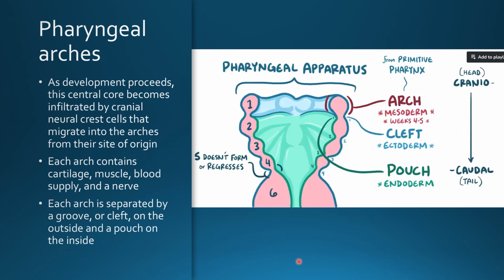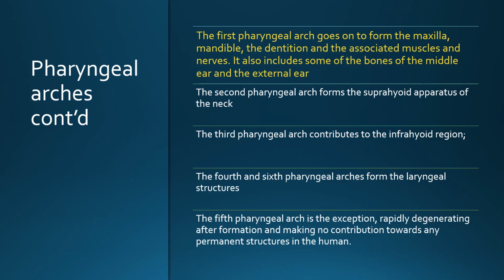Now each pharyngeal arch gives rise to structures in the head and neck. The most important one for us is the first pharyngeal arch. It goes on to form the maxilla, mandible, the dentition, and the associated muscles and nerves. It also includes some of the bones of the middle ear and the external ear. You can read about the rest. What is important to know is that the fifth pharyngeal arch is an arch that disintegrates and does not contribute towards any permanent structures in the human.